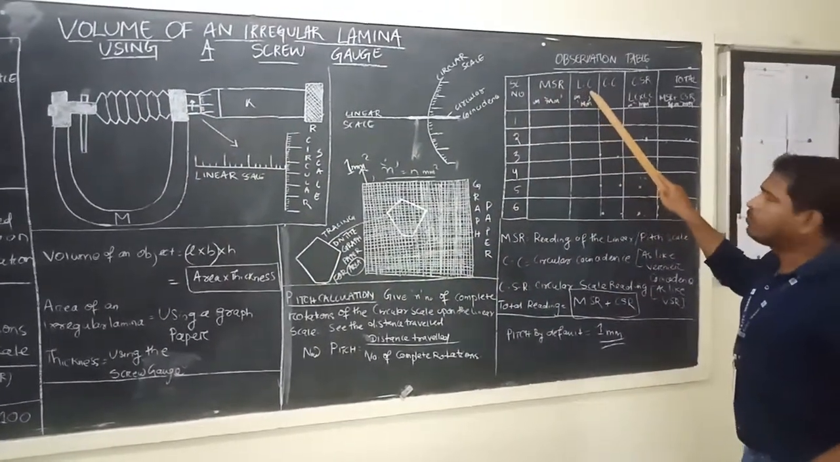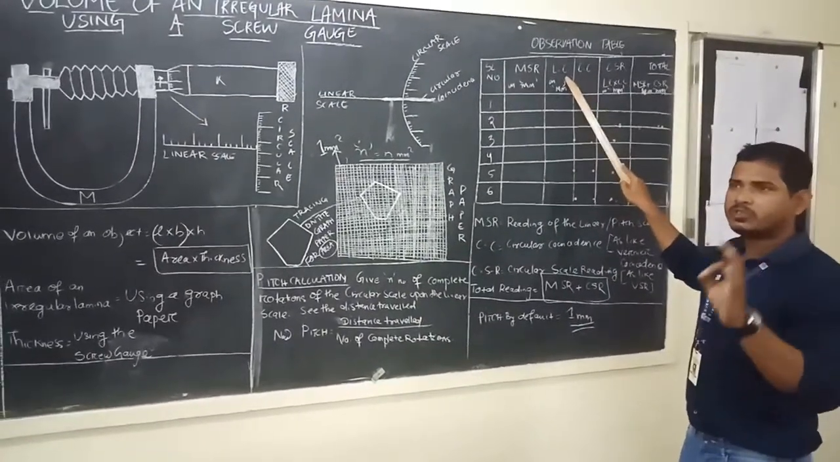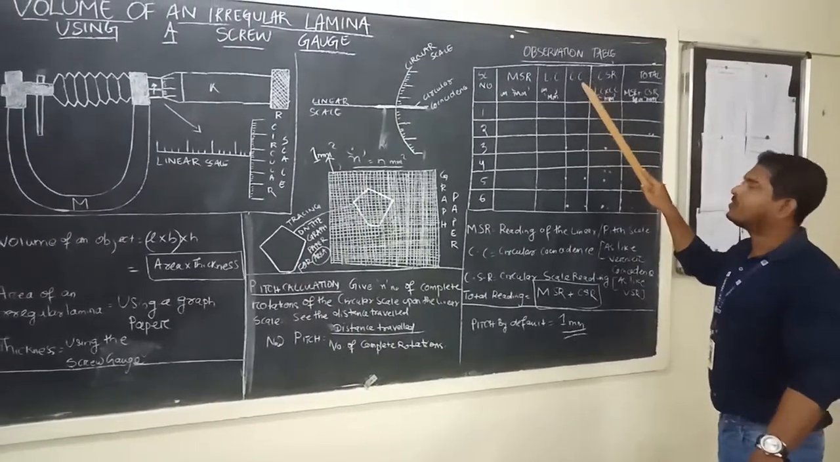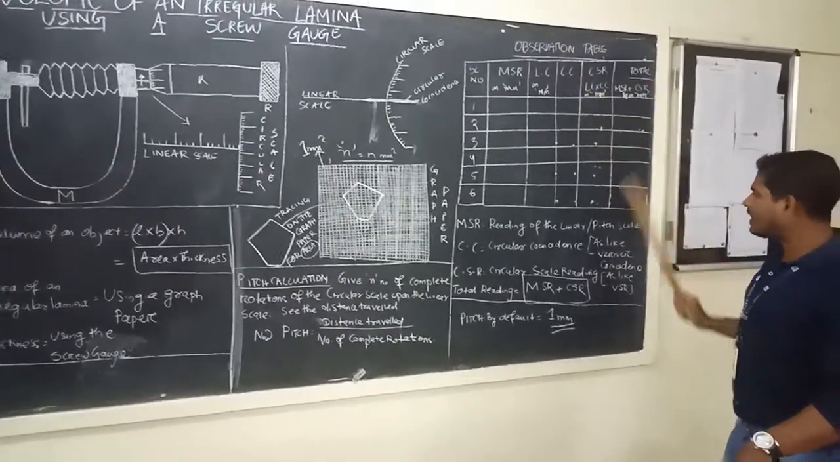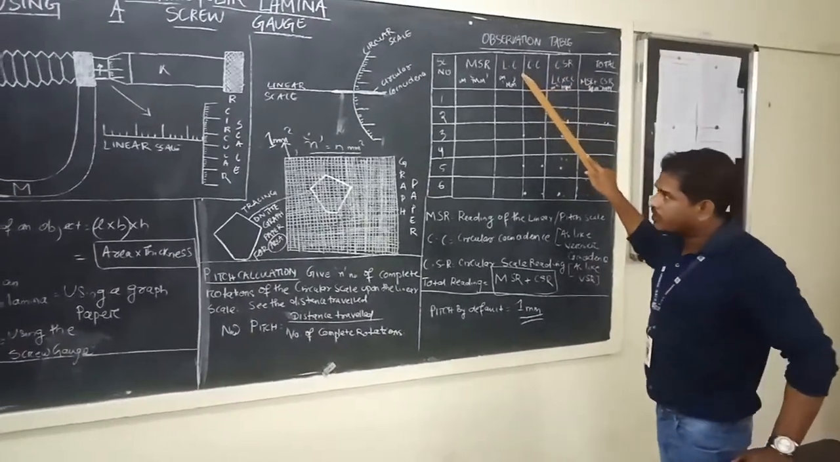Then the least count. Least count is compulsory for every new instrument that you will be using in your practical class. Then this is circular coincidence. Circular coincidence is exactly like your Vernier coincidence. We will get to know how to find out circular coincidence.